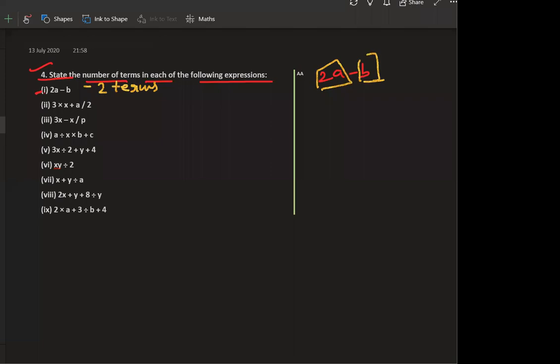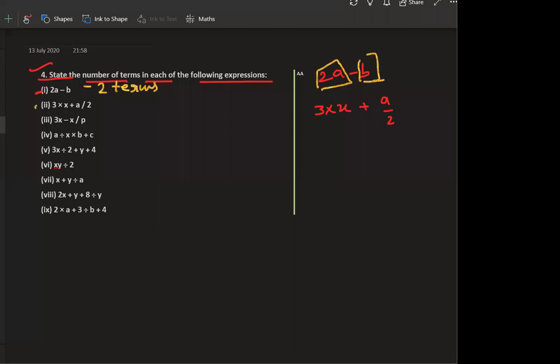Okay, now let's talk about 3x, 3 multiplied by x plus a divided by 2. How many terms are there in this expression? Sir, I think 2 terms. 2 terms, yeah, 3 terms. How many terms? 2 or 3 in this?